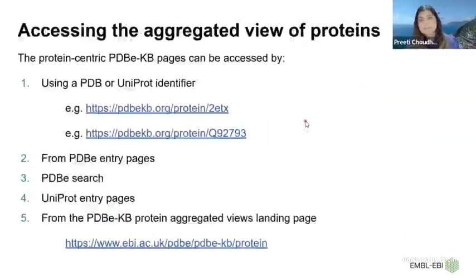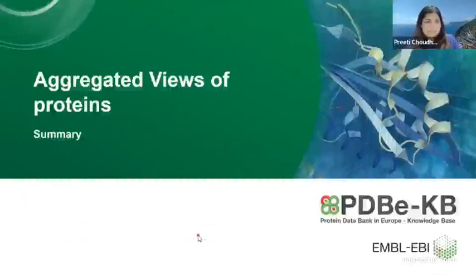But before talking more about aggregated pages, let's see how you can access them. These protein-centric PDBe KB pages can be accessed via a PDB identifier or a UniProt accession code. You can also go to these pages from our PDBe entry pages, from our search, or from UniProt entry pages. We also have a PDBe KB protein aggregated view landing page, and you can access your protein of interest from there as well.